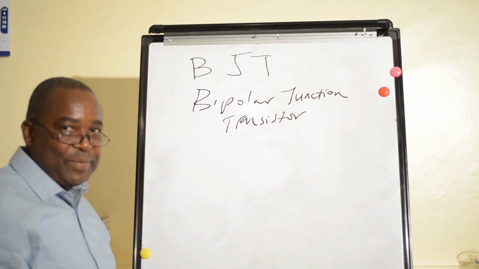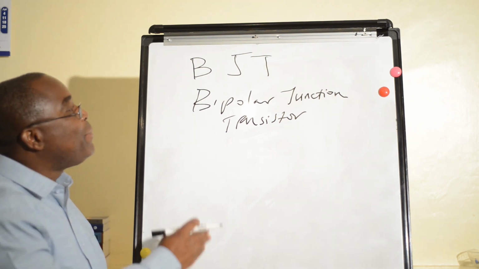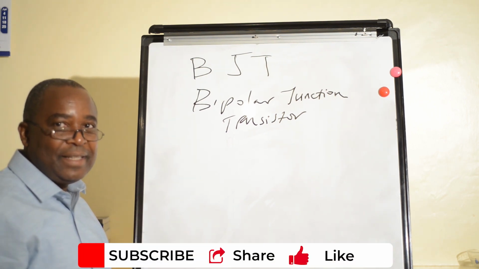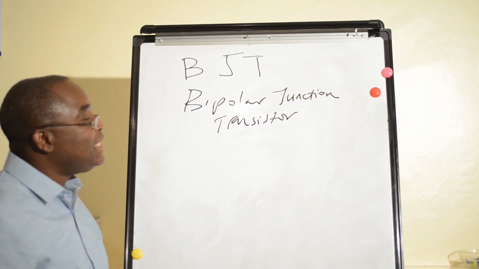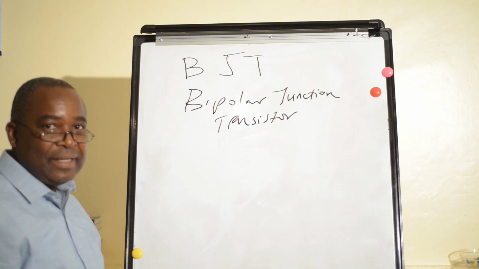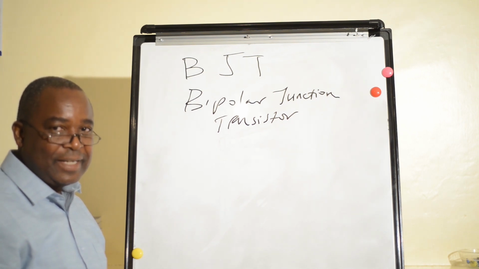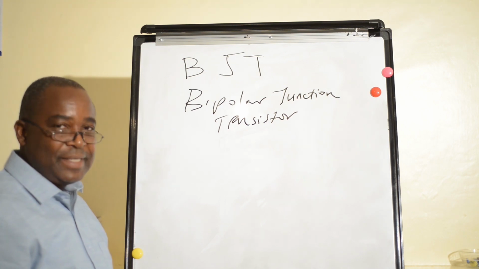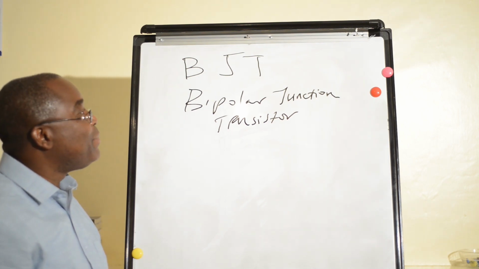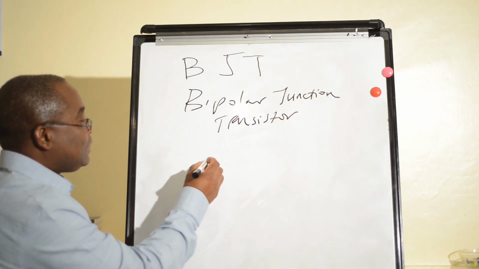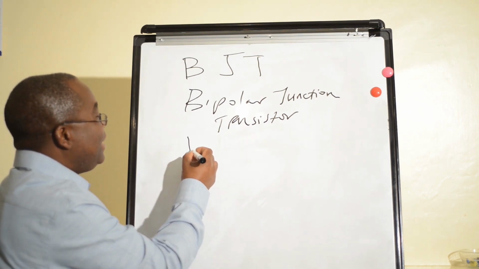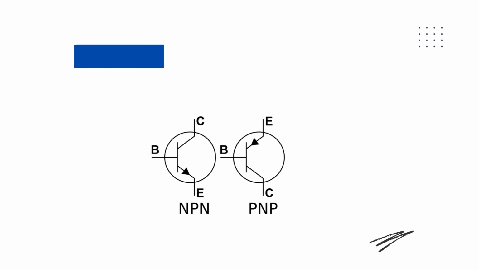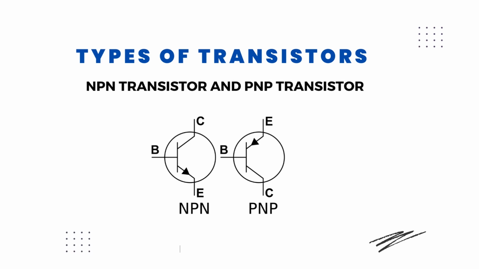We have seen that we have two types of transistors, the bipolar junction ones and the FET, the field effect transistors. These are called bipolar junction transistors because they have both carriers, holes and electrons. We'll see the electrical representation of these bipolar junction transistors. In bipolar junction transistors, we have two types: NPN and PNP.